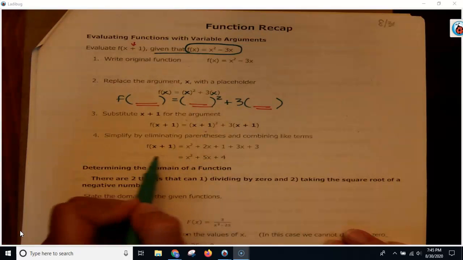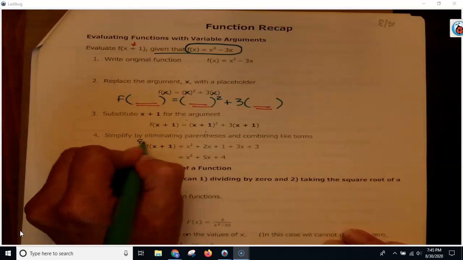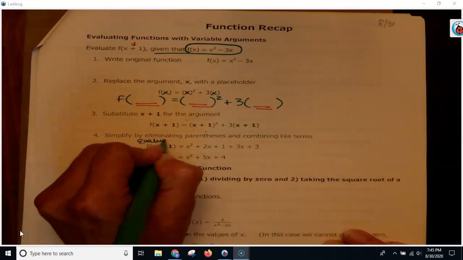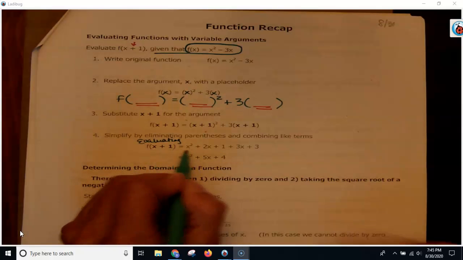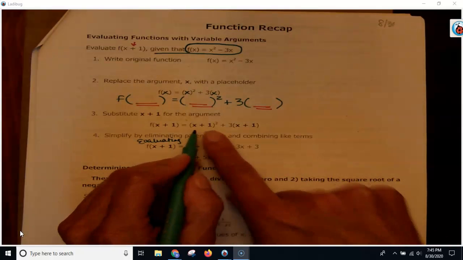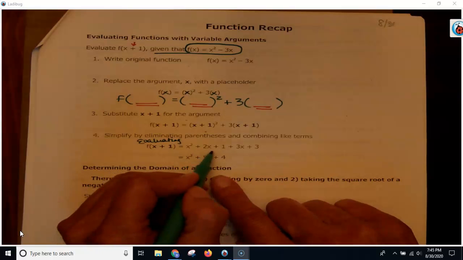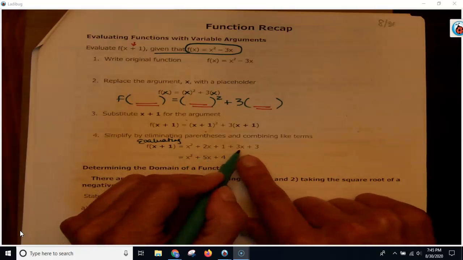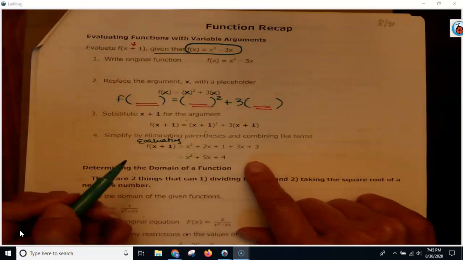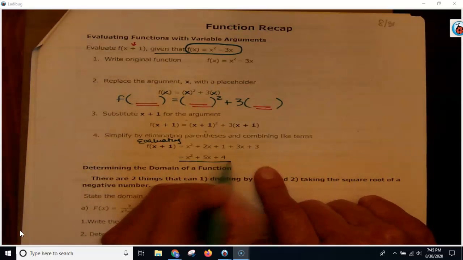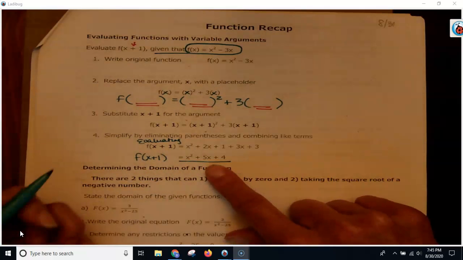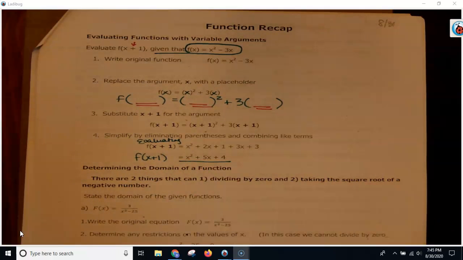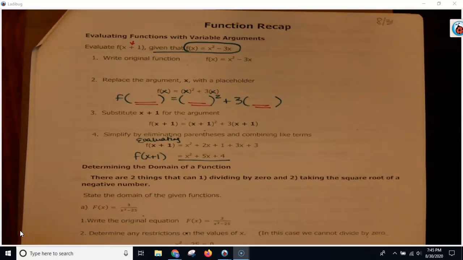Then you just simplify. This is evaluating f of x plus 1 equals, and now you FOIL this, so x squared plus 2x plus 1, minus 3x minus 3. I've distributed this. And then we come up, so basically f of x plus 1 equals this. All right? Hopefully that helps.